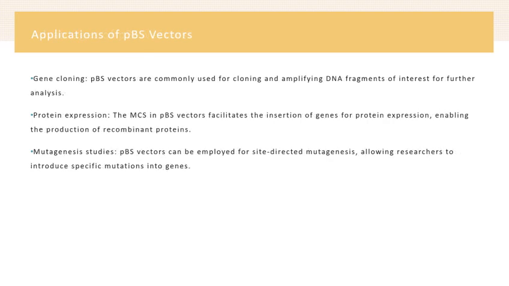Applications of PBS vectors. Gene cloning. PBS vectors are commonly used for cloning and amplifying DNA fragments of interest for further analysis. Protein expression. The MCS in PBS vectors facilitates the insertion of genes for protein expression, enabling the production of recombinant proteins. Mutagenesis studies. PBS vectors can be employed for site-directed mutagenesis, allowing researchers to introduce specific mutations into genes.